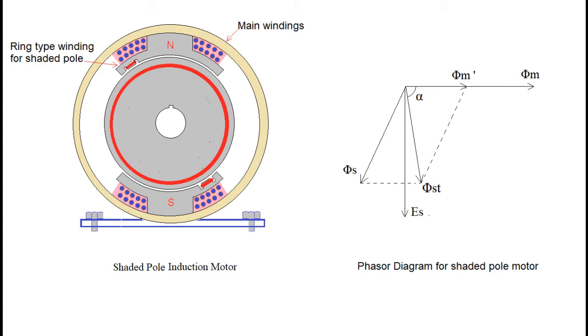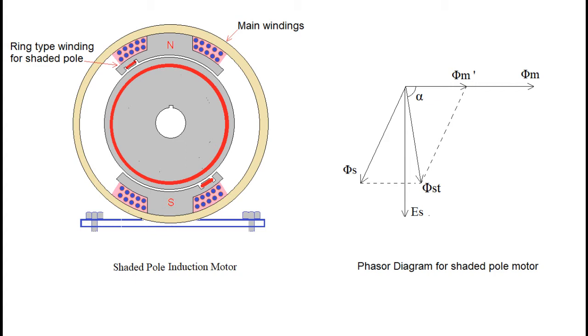Let us understand the working of motor. When stator field winding draws current from supply, it produces flux phi m, that is in phase with current. This flux pulsates according to sinusoidal law. As we have seen in earlier motors, this flux doesn't have capacity to provide starting torque.